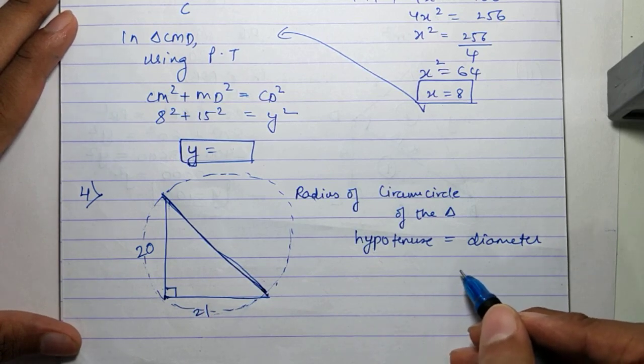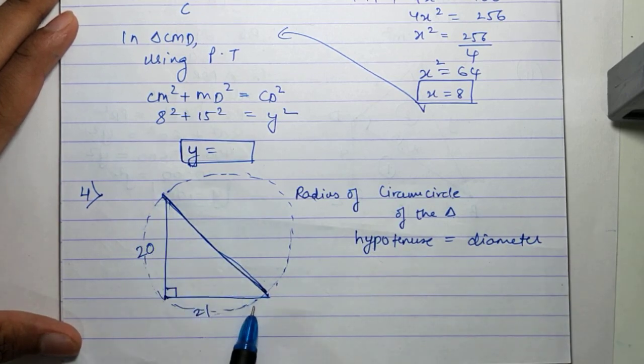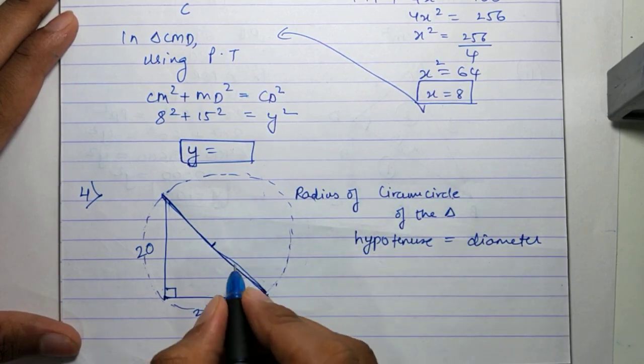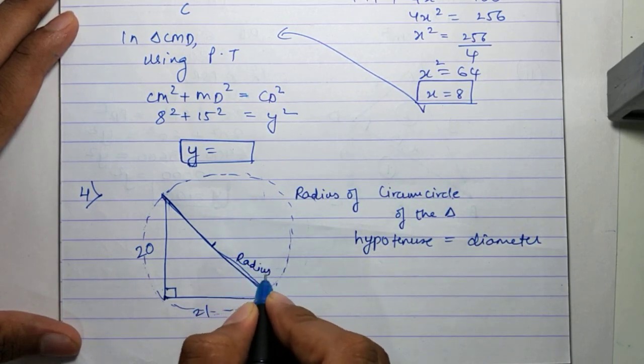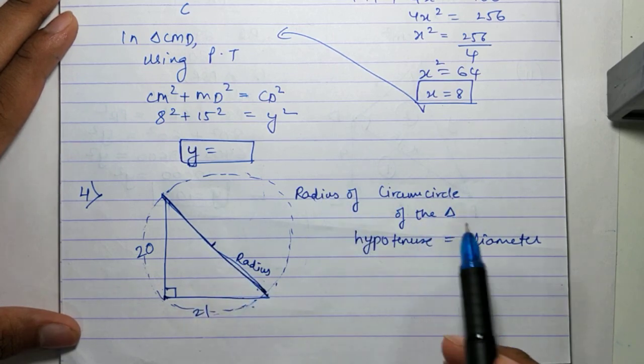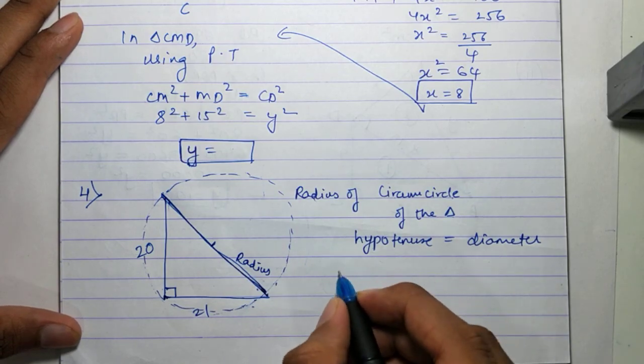Okay, so this hypotenuse is the diameter of this circle and half of this hypotenuse will be the radius of the circle. Okay, so अब easy है. अब हमें करना क्या है, I just have to find the hypotenuse and उसका half कर लूँगा, so I will get the radius of circumcircle.